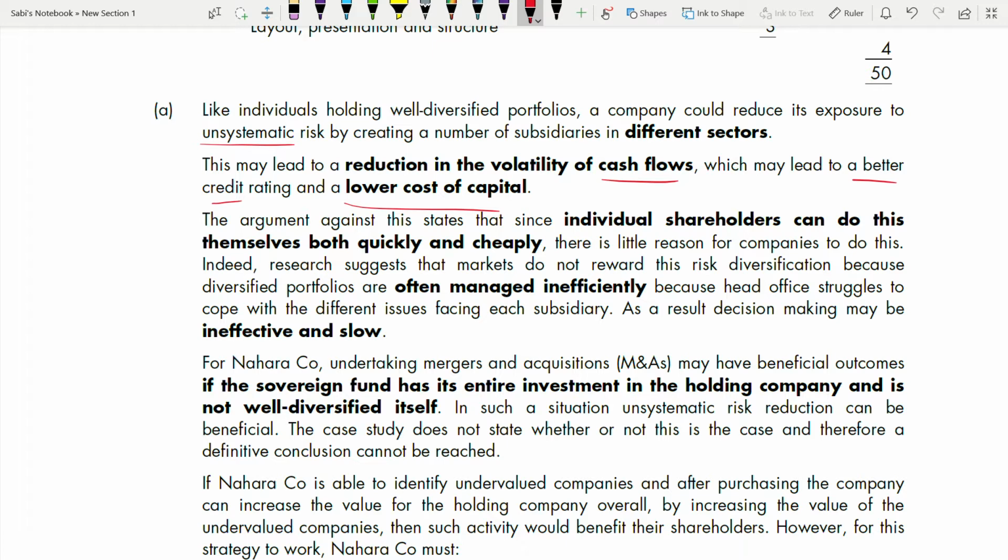Then they're also saying individual shareholders can do this, but companies have very little reason to do so. Indeed, research suggests that markets do not reward this risk diversification because diversified portfolios are often managed inefficiently because head office struggles to cope with the different issues facing each subsidiary. It is very hard for the head office to control or manage all the subsidiaries very efficiently. Therefore, that diversification of risk is not going to have any benefit in acquiring subsidiaries. Different subsidiaries in different sectors will not help in the diversification process at company level. That's what they are saying. Often it is not rewarded. As a result, decision making may be ineffective and slow. It is in bold, that means keywords. It just emphasizes the keywords, so I don't have to underline anything.